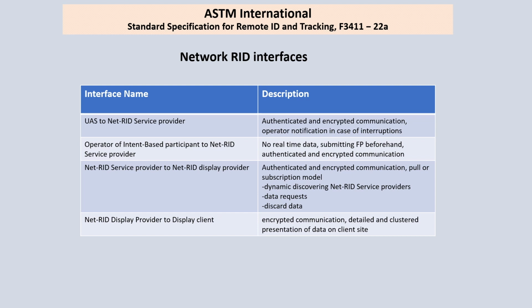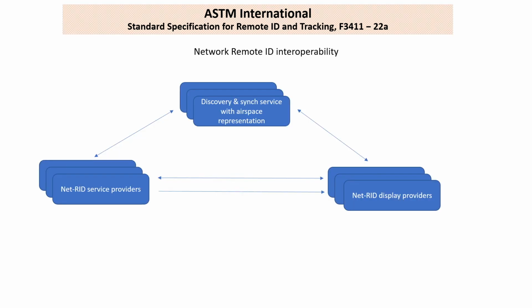The most interesting part is communication between the network service provider and the network remote ID display provider. The standard provides an architectural view of communication between these actors. As you can see, basic communication contains 4 steps. On the first step, the network service provider, which keeps information about real-time flights, makes this information discoverable in the discovery and synchronization service. On the second step, whenever a client wants information in a particular geographic area, it requests the display service provider to get this information.